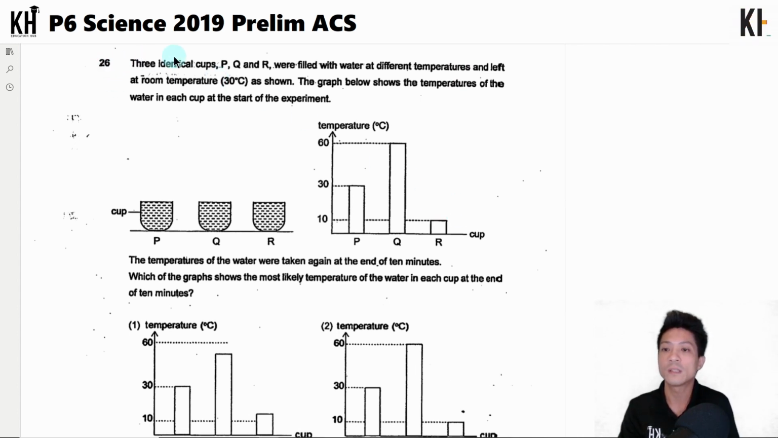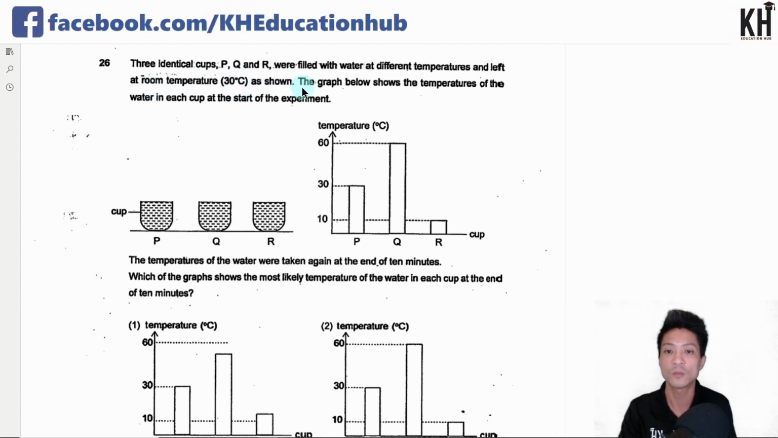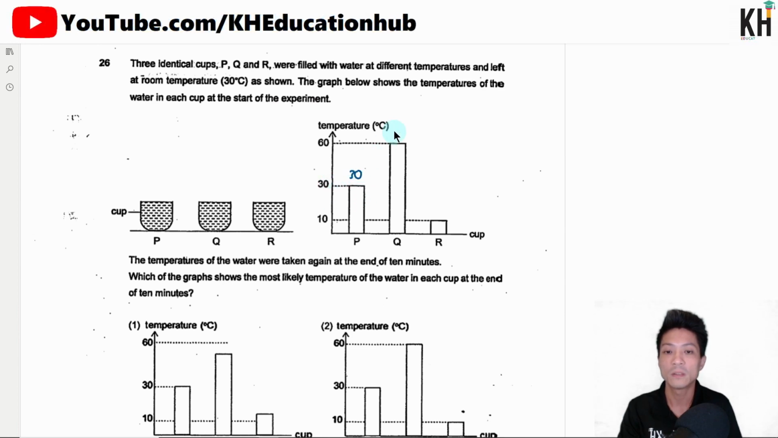Question 26. Okay, 3 identical cups P, Q, and R were filled with water at different temperatures and left at room temperature of 30 degrees Celsius as shown. The graph below shows the temperatures of the water in each cup at the start of the experiment. Okay, so it will be 30, 60, and 10.